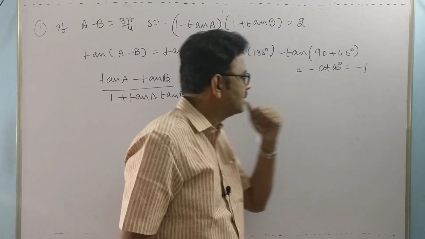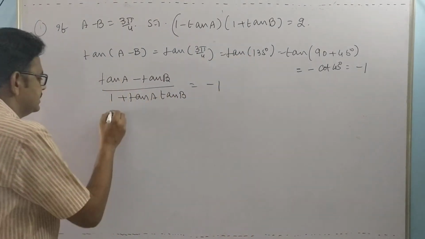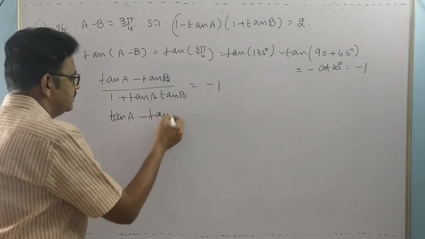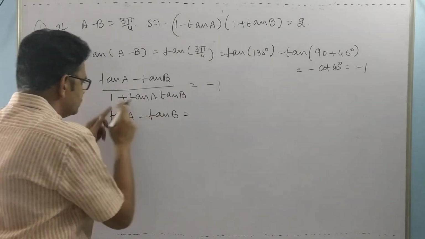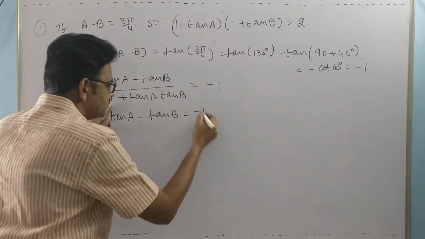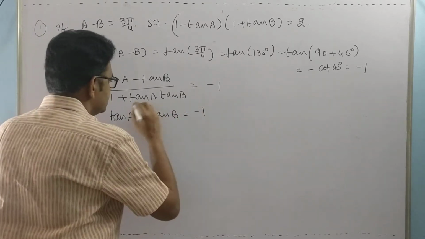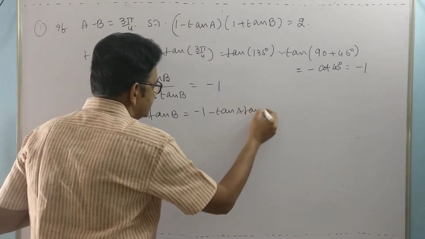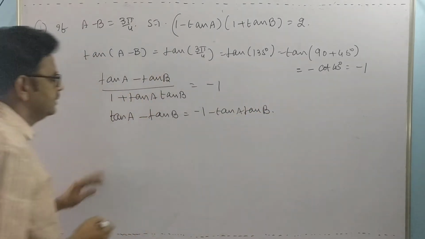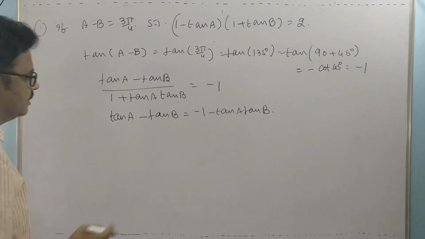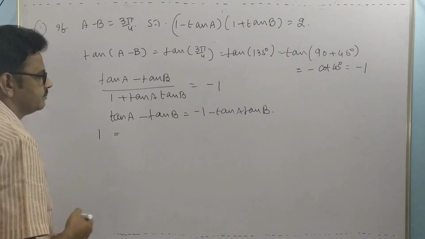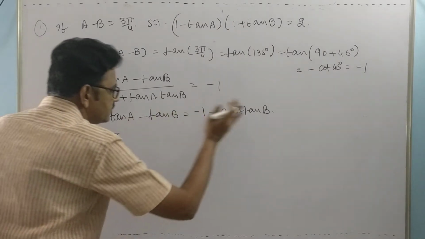Minus 1. Now cross multiplication. So this is tan A minus tan B is equal to minus 1 into this, that is minus 1, and this is minus tan A into tan B. Now 1, you can write this side, 1 is equal to, these values you can write that side.